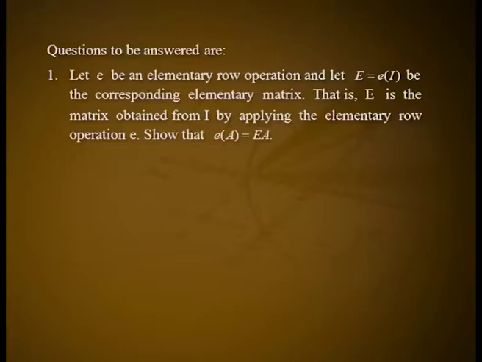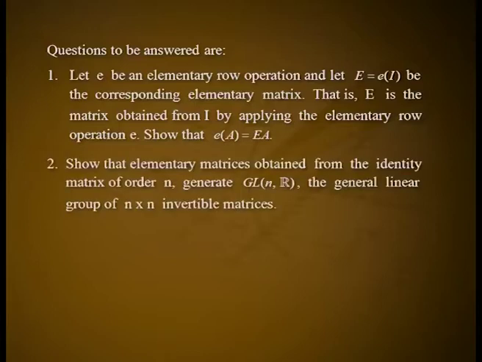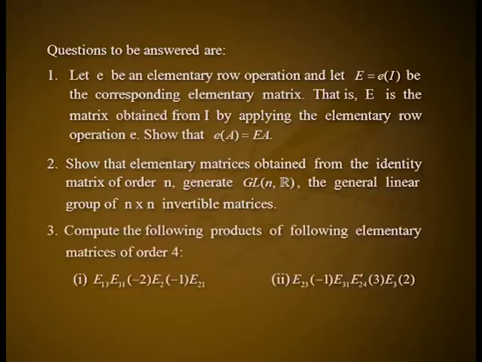Let e be an elementary row operation and let E = e(I) be the corresponding elementary matrix. That is, E is the matrix obtained from I by applying the elementary row operation e. Show that e(A) is equal to EA. Show that elementary matrices obtained from the identity matrix of order n generate GL_n(R), the general linear group of n by n invertible matrices. Compute the following products of elementary matrices of order 4.